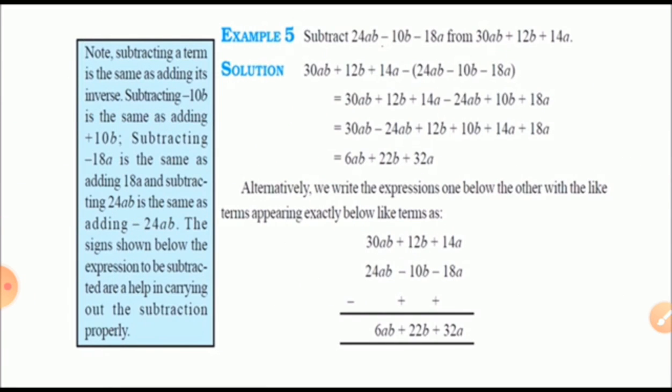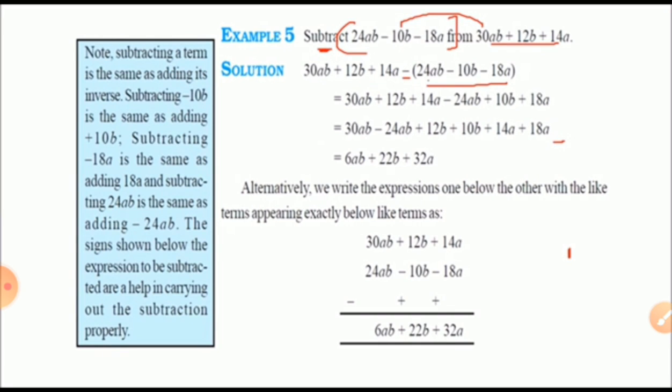Okay, very good students. Let's check out example number 5. Subtract 24ab minus 10b minus 18a from 30ab plus 12b plus 14a. My dear students, whatever the numbers we are writing, when you find "from", the next number you write first: 30ab plus 12b plus 14a, minus whatever the first expression is that is given. We can write it 24ab minus 10b minus 18a.